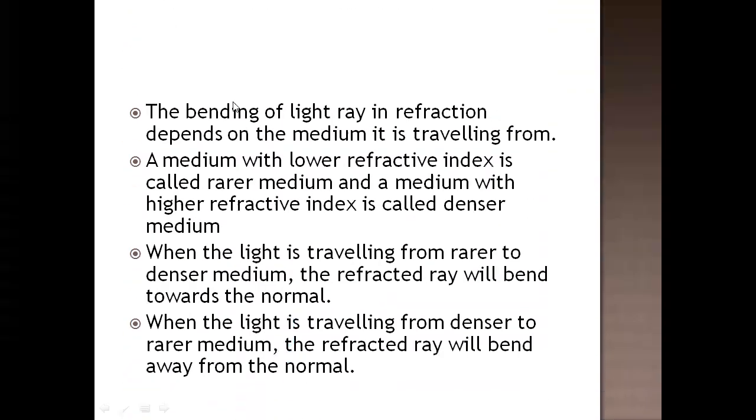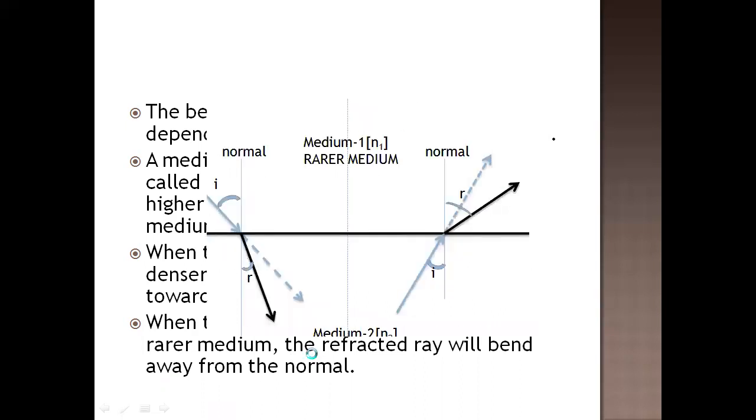The bending of the light ray in refraction depends on the medium it is traveling from, either from rarer to denser medium or denser to rarer medium. A medium with lower refractive index is called rarer medium, and a medium with higher refractive index is called denser medium. When a light ray travels from rarer to denser medium, the ray gets refracted towards the normal, whereas if the same ray travels from denser to rarer medium, the refracted ray bends away from the normal, which you can see on the screen.